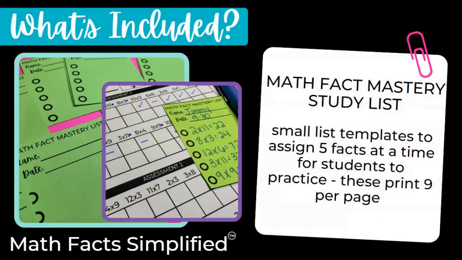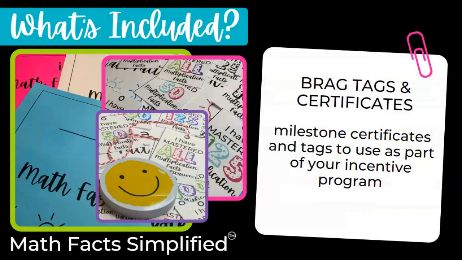The Math Fact Mastery study lists are the templates that you will fill in with the 5 facts that you are assigning to your students in a single session. These lists print 9 per page, and I suggest that you store them in a plastic pencil box and keep several copies because you will go through them quickly. And then finally, you will get brag tags and certificates to use if you choose to do so.